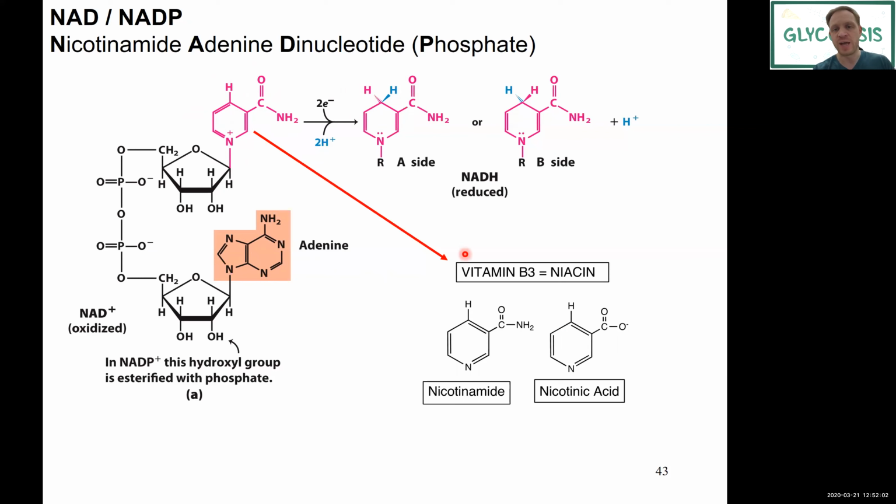Right? Now niacin, this functional group, we can get through our food. Some compounds we can get it through are, for example, nicotinamide or nicotinic acid. These are some forms of how we can get this, but it will be essential.